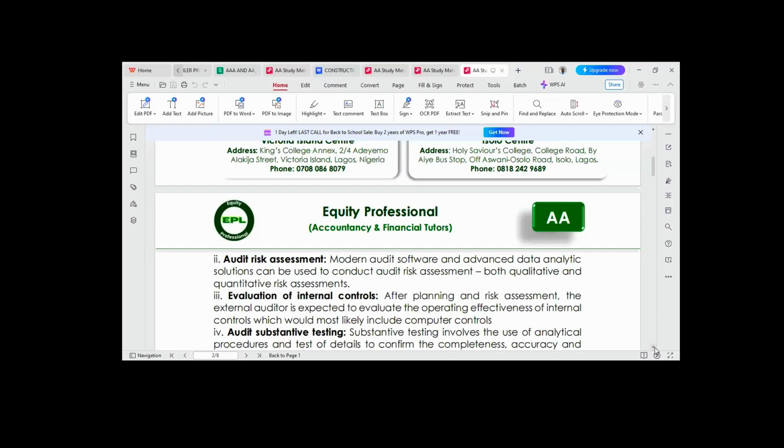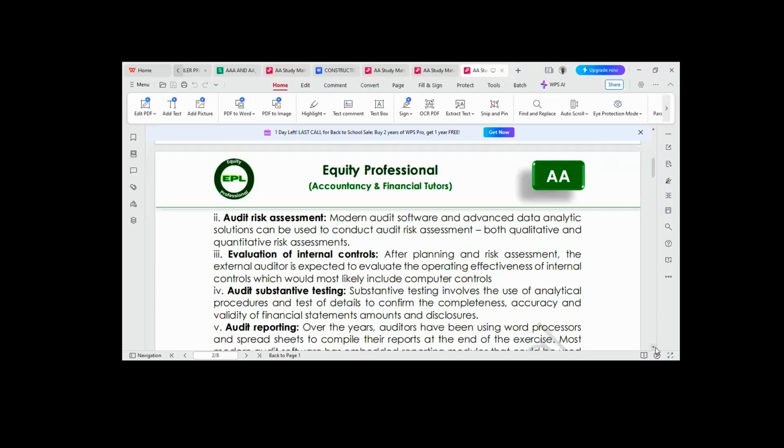Then we have the next one, talking about audit substantive testing. So the use of IT now has made the test of these transactions very, very seamless. Why? Because with the use of audit software, you can calculate your audit sampling. With the use of all this software, you can determine your materiality threshold. With the use of all this software, you can obtain as much evidence as possible.